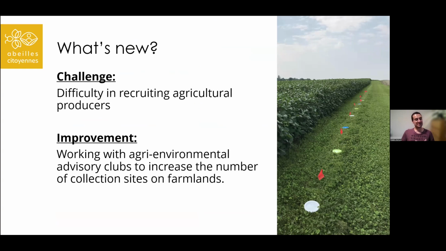One improvement for this was to work with agri-environmental advisory clubs to increase the number of sites. These clubs visit many of their clients, many producers, and they can more easily do the protocols for us. Some clubs followed as many as 12 sites this summer for the project.